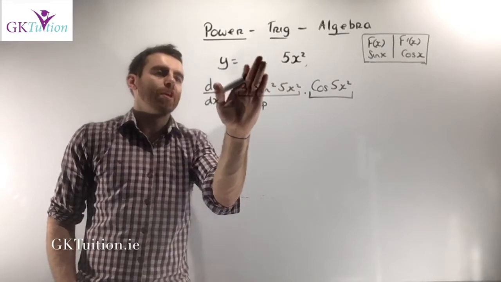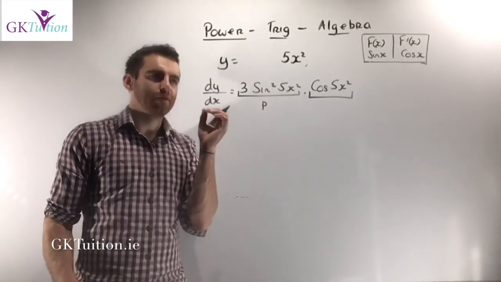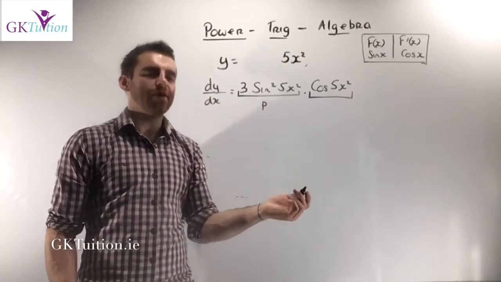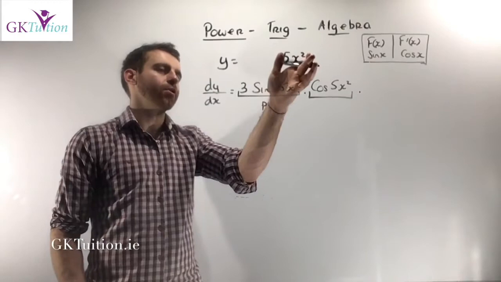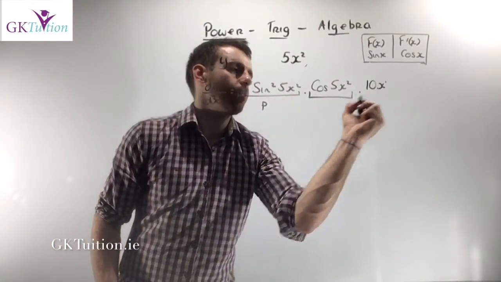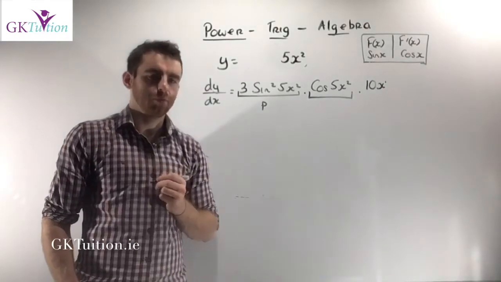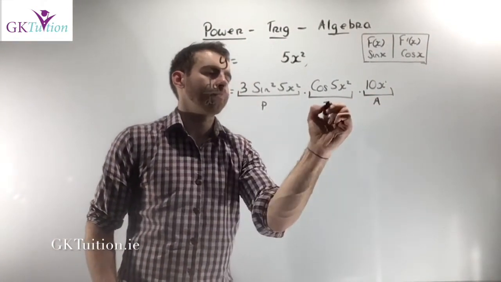Once I've dealt with the trig, in my mind I can pretend like the trig is gone. Now I'm just getting the derivative of the algebra. This is the very first thing we looked at. The derivative of algebra, I just bring the power in front. 2 times 5 gives me 10, and the power of x decreases by 1, so it's just 10x to the power of 1. And that's my third thing that I need to differentiate, that's the algebra.